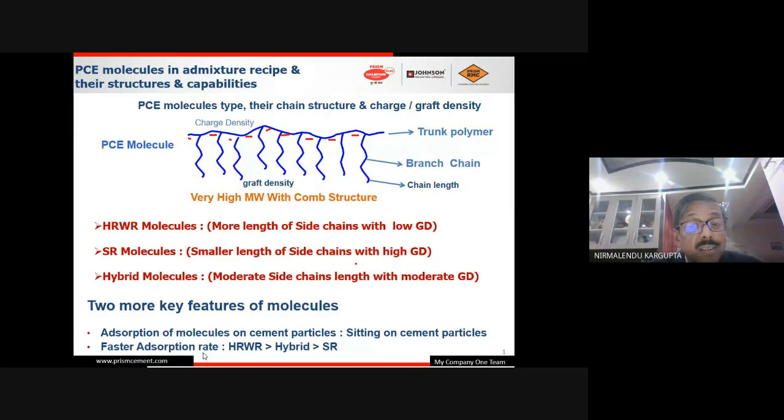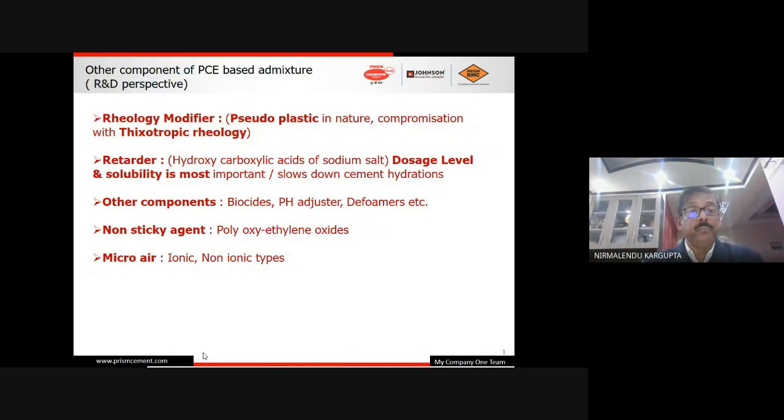So though the slump retainer is a small molecule with lower molecular weight, and is not steric like HRWR, it will adsorb late because of its high graft density. So the adsorption rate is very high in the case of HRWR, then hybrid, and then SR. This property, this concept, will be very important in recipe making. Rheology modifier, I already told you, is a compromise between pseudoplasticity and thixotropy.